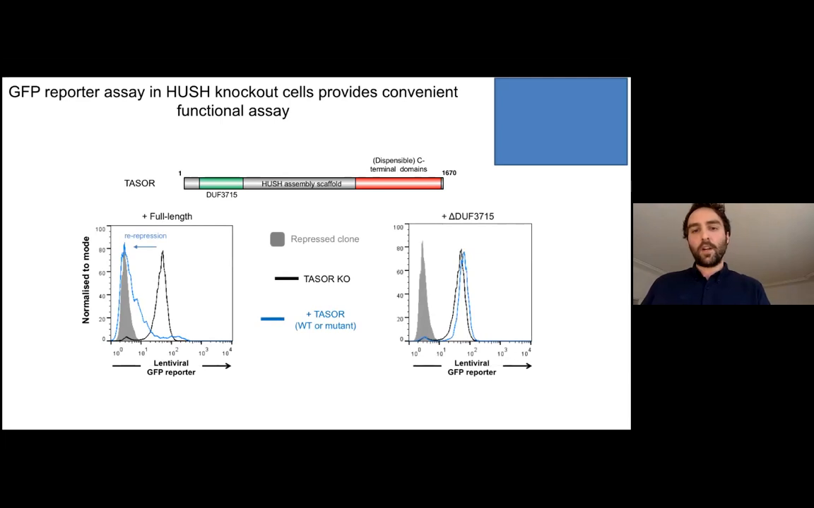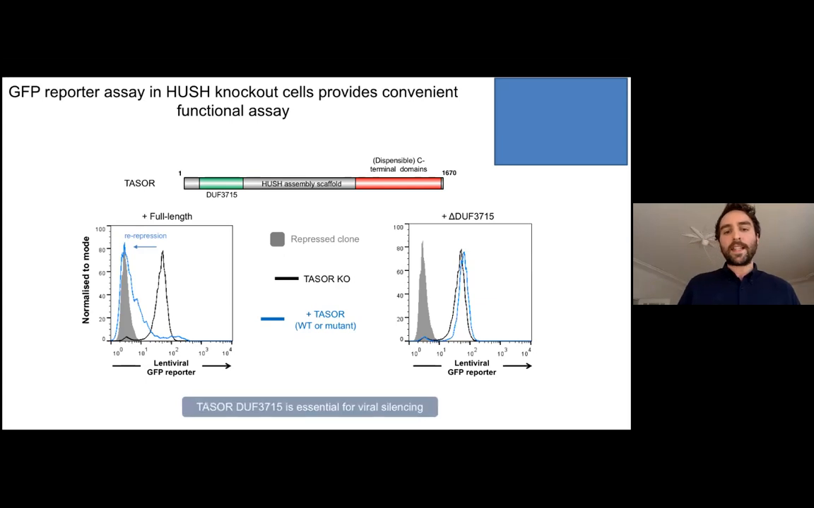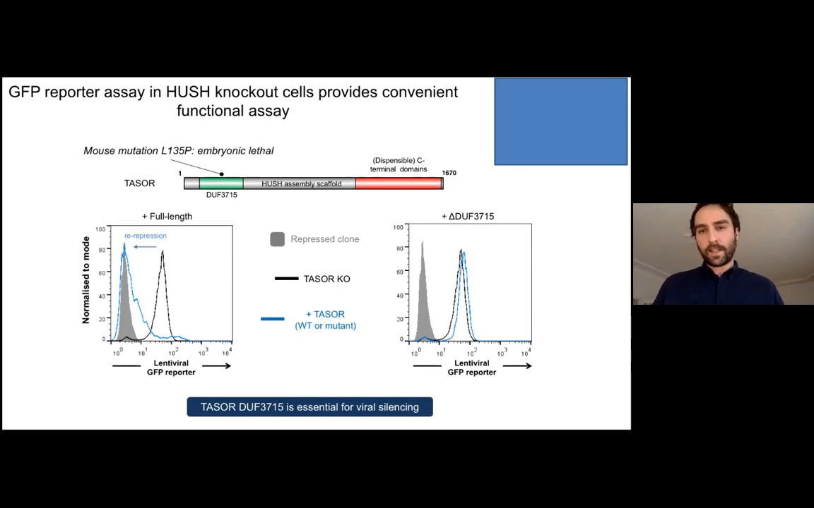But in the case of a domain deletion, for example, here, we've deleted this domain of unknown function at the N-terminus of TASOR, you see no rescue of the reporter repression. And that tells us that this domain is essential for viral silencing. So we were really interested to solve the structure of this domain, especially because other studies have shown that a mouse mutation in this domain causes embryonic lethality at an early stage of development.